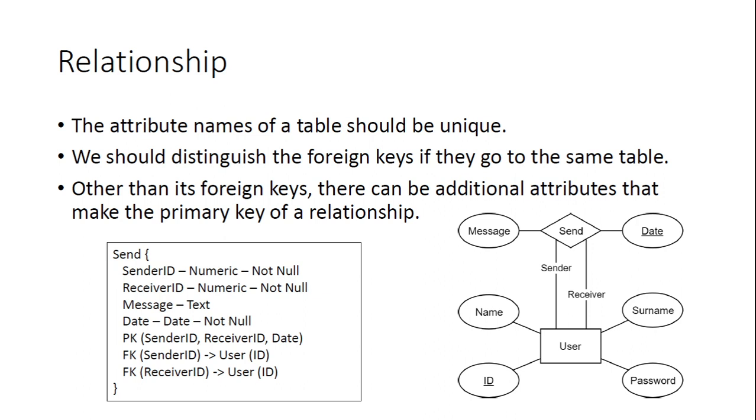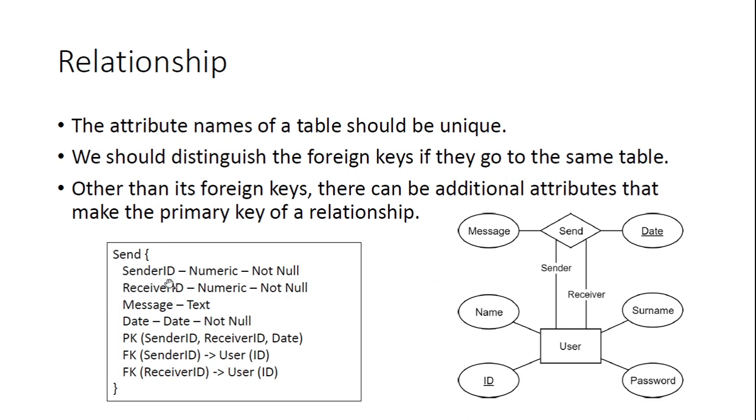Sometimes, if you remember, a relationship can refer to the same entity multiple times, and in such cases, to distinguish the role, we are going to use separate foreign keys. So, for example, in this example, what we have is the send relationship. It is connected to the user entity set twice. In the ER diagram, we were talking about the roles. And in the relational schema, what we are going to have is two foreign keys.